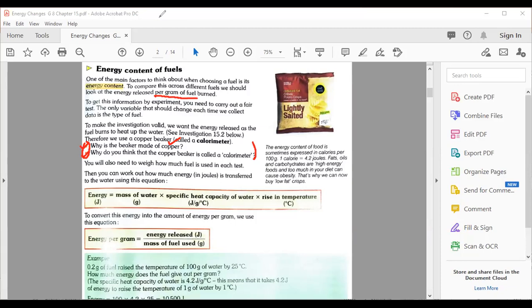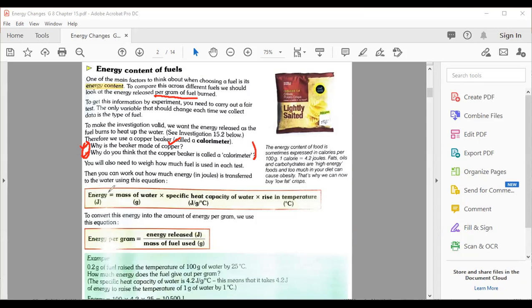Thank you very much, that's great. Inshallah, we will discuss after that. Someone just sent me the answer in the chat. Then you can work out how much energy in joules is transferred to the water using this equation. That is a very important equation. Please everyone concentrate and focus on it.